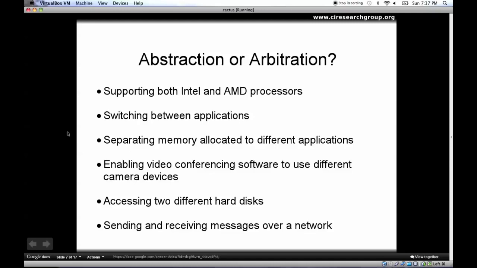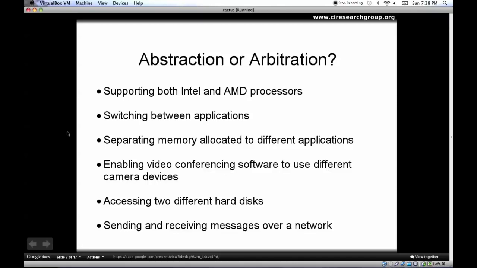Enabling video conferencing software to use different camera devices. This would be an example of abstraction. The video conferencing program just has to know how to use a camera interface that the operating system provides, and then different cameras from different manufacturers can be used without having to write the video conferencing program to be able to talk to each individual camera.